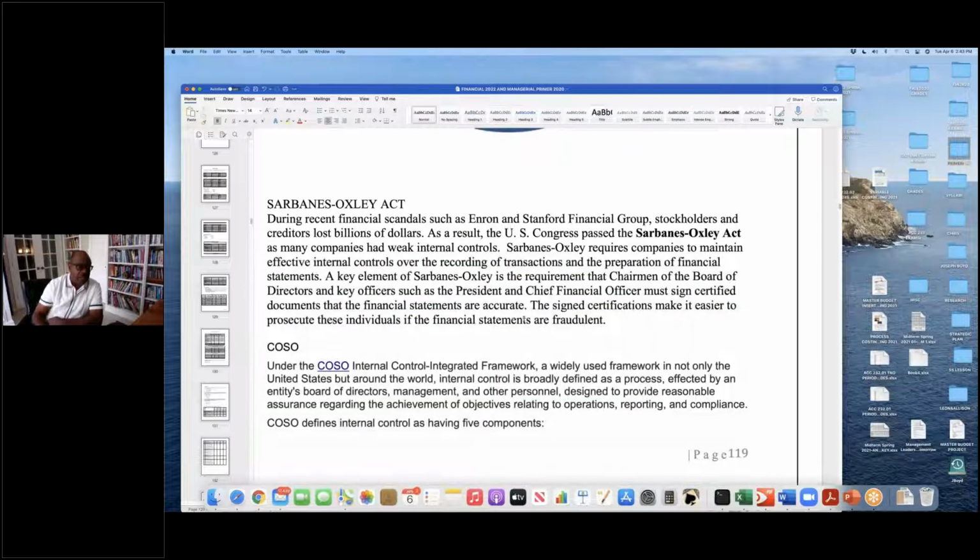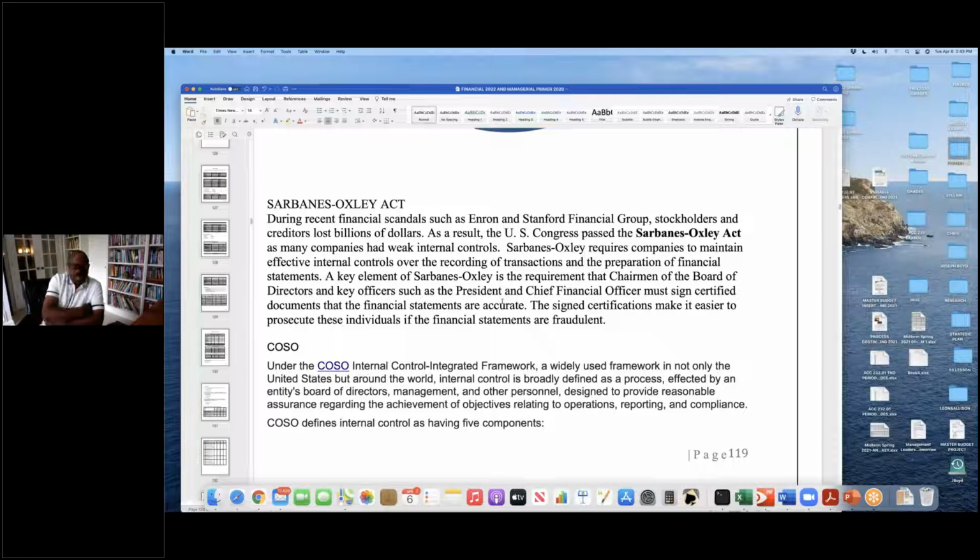Then we have the Sarbanes-Oxley Act. People begin to act crazy, especially in Houston, creating scandals about their financial statements. Enron in the early 2000s, Stanford Financial Group afterwards. And so they passed the law that makes the president and chief financial officer certify that the statements are correct, and then they can more easily put them in jail if there's a problem.